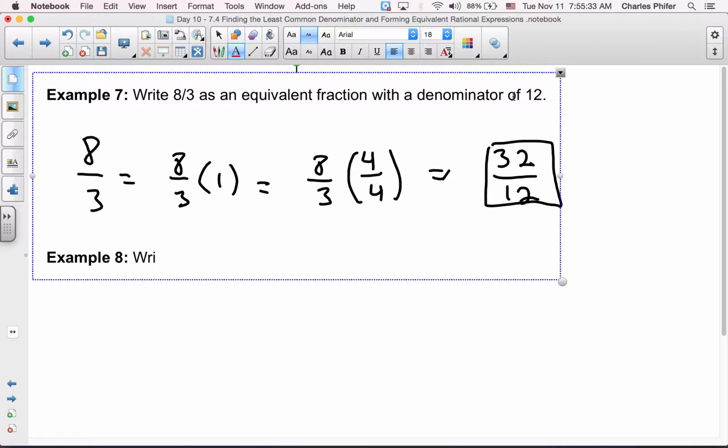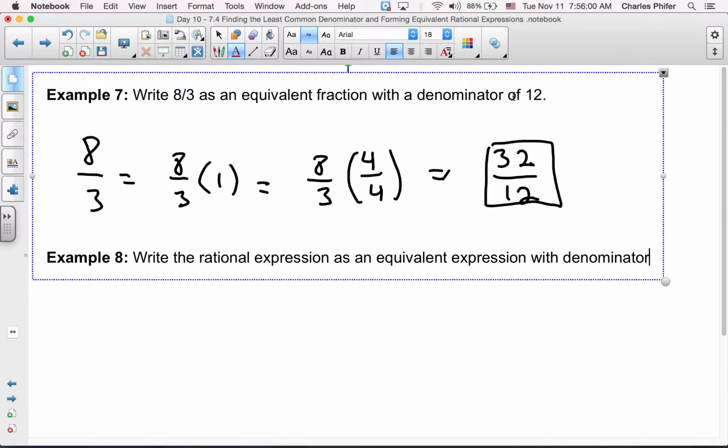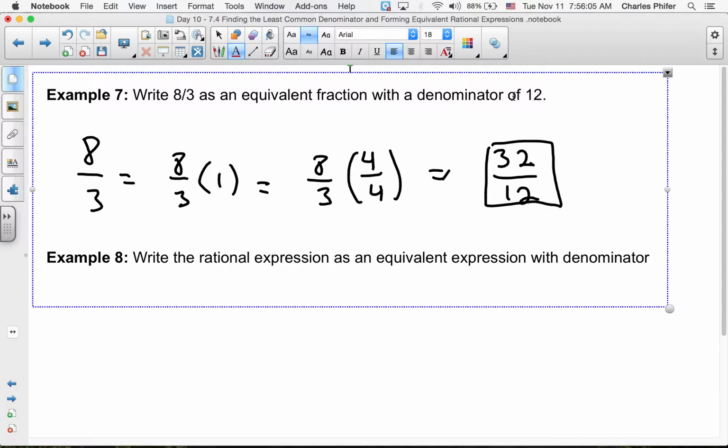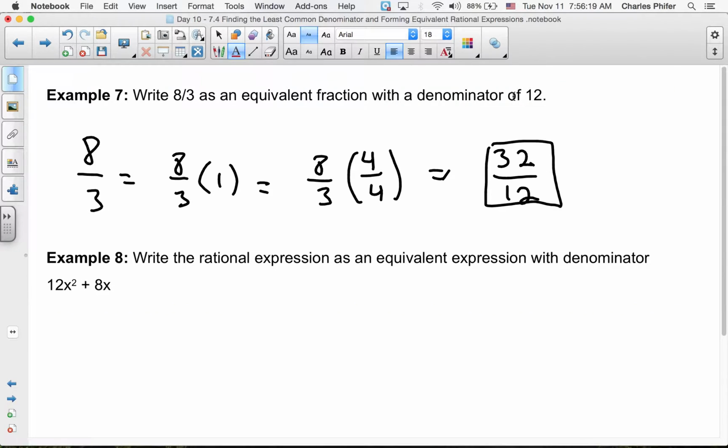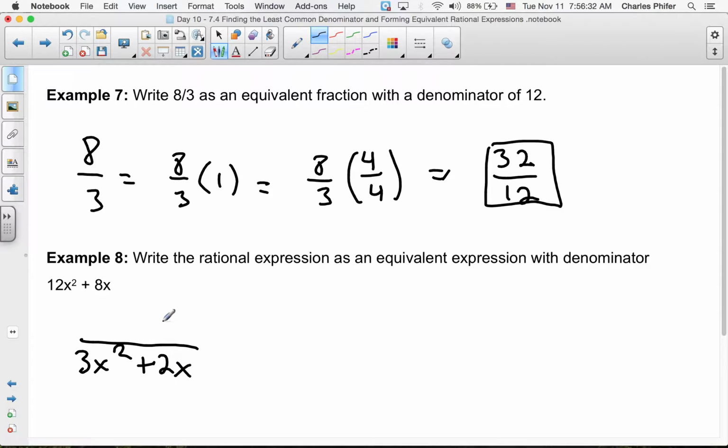So in example 8, it says write the rational expression as an equivalent expression with denominator 12x squared plus 8x. So the expression in question, we want to rewrite: 3x squared plus 2x is our denominator, and the numerator is 7. So we want to rewrite this with the denominator of 12x squared plus 8x.